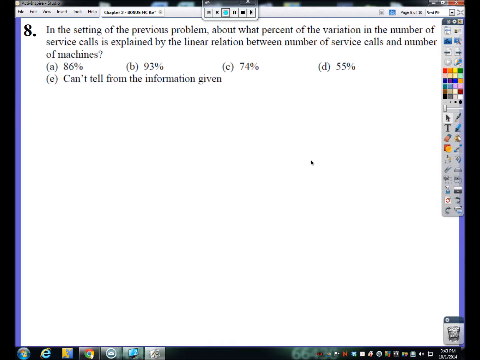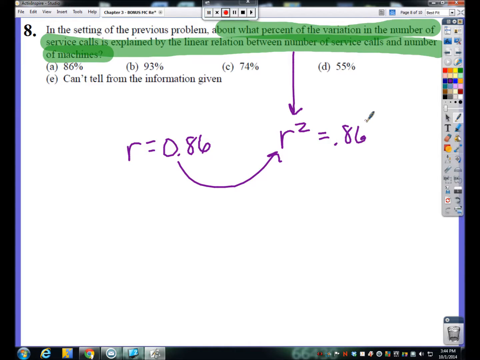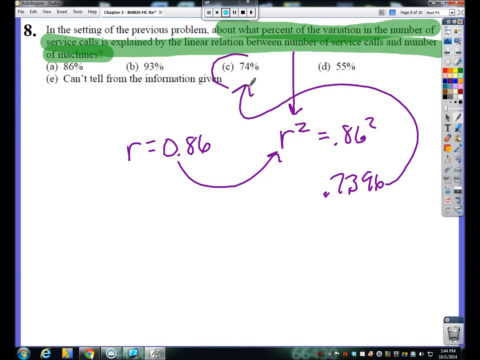Number 8, in the setting of the previous problem with the copy machines, about what percent of the variation in the number of service calls is explained by the linear relation between number of service calls and number of machines? If you've been paying half attention, this sounds like the interpretation for something that we discussed late in the chapter. And hopefully, if you are awake and not a zombie, that was R squared for how we interpreted that. Now, we were told that R was 0.86. So to get R squared, we're going to square 0.86. So 0.86 squared gives me 0.7396, which is closest to answer choice C.